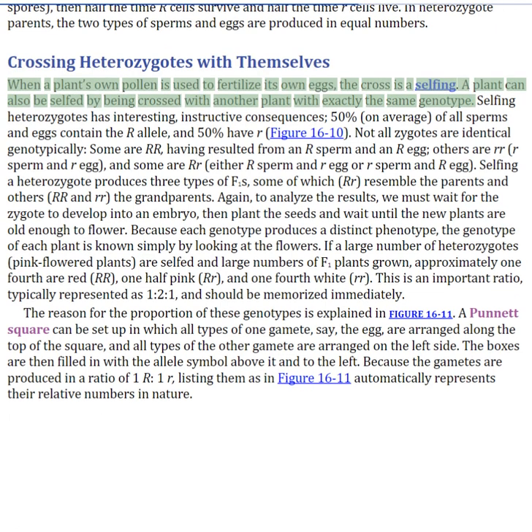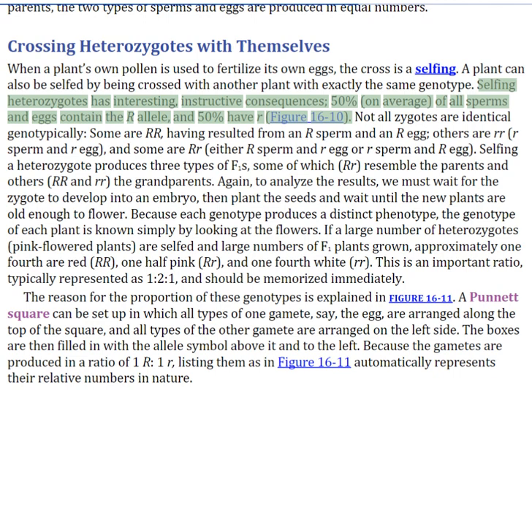When a plant's own pollen is used to fertilize its own eggs, the cross is a selfing. A plant can also be selfed by being crossed with another plant with exactly the same genotype. Selfing heterozygotes has interesting, instructive consequences.